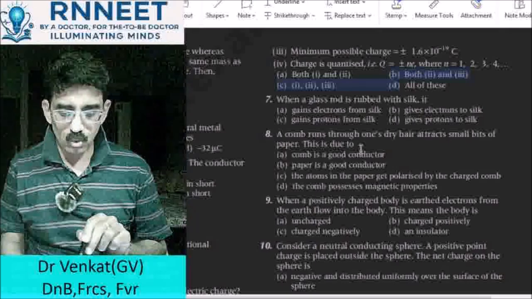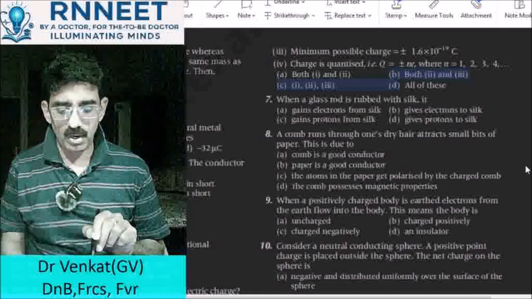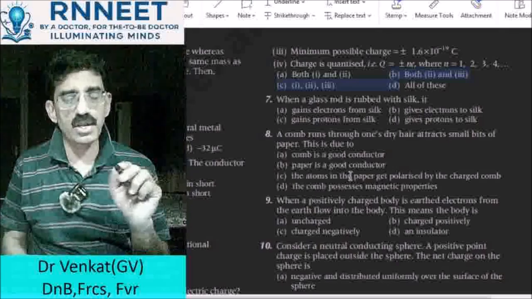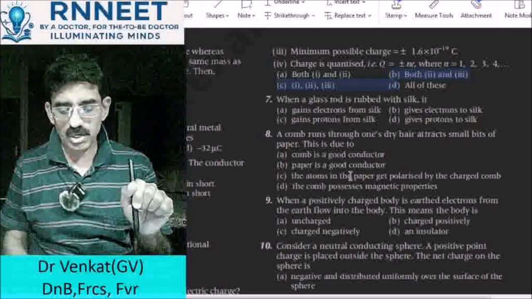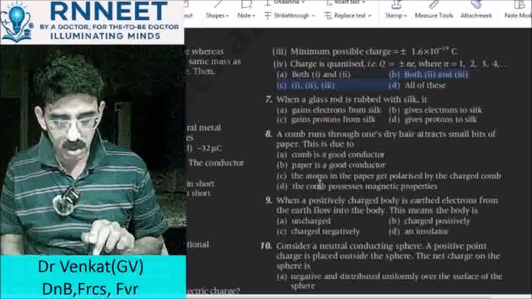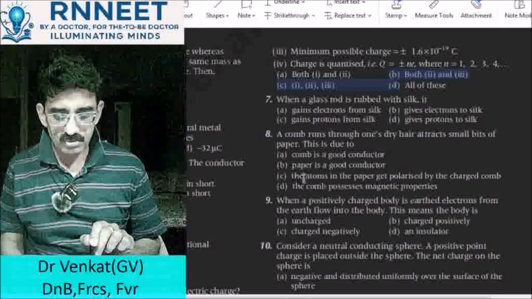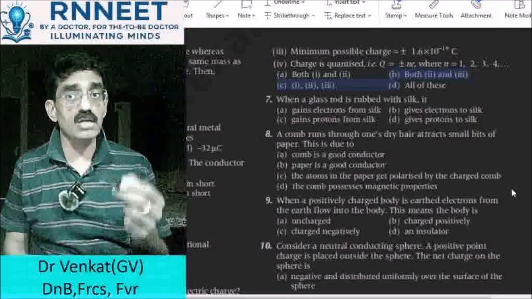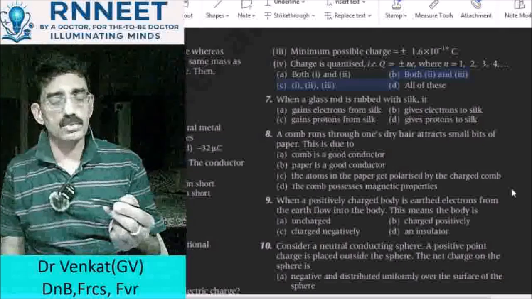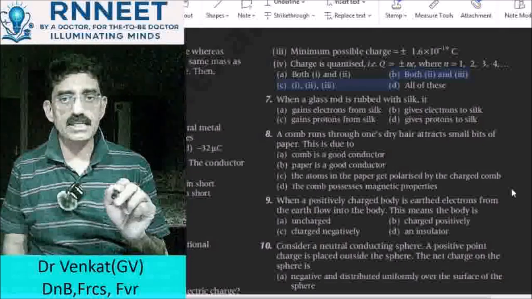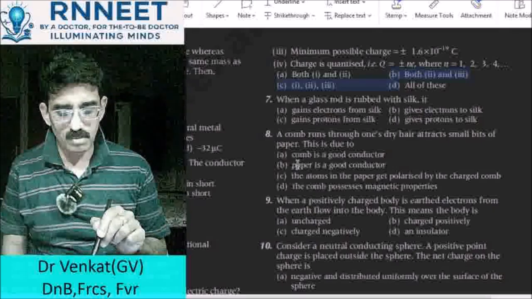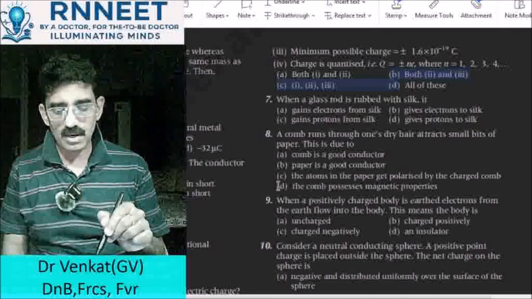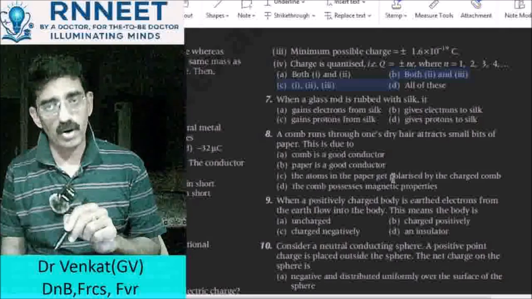A comb run through one's dry hair attracts small bits of paper, and this is due to both, one, frictional electricity, and secondly, induction, and that induction is creating a polarization. The atoms in the paper get polarized by the charged comb. It is not because there is a charge induced in paper; there is a charge induced, but there is a polarization, and so it is not due to magnetism or because it is a good conductor. You know that the comb is a bad conductor, paper is a bad conductor, but the atoms in the paper get polarized.